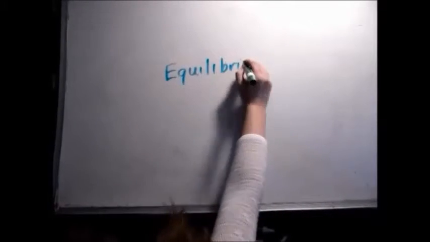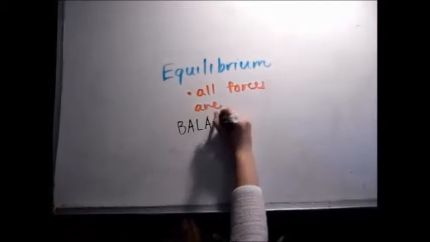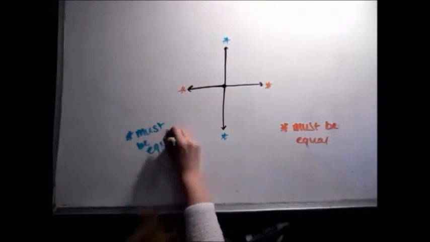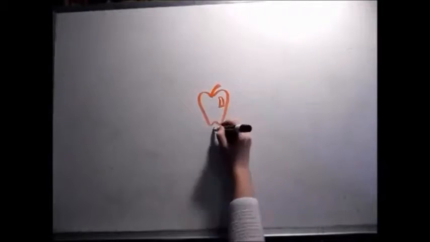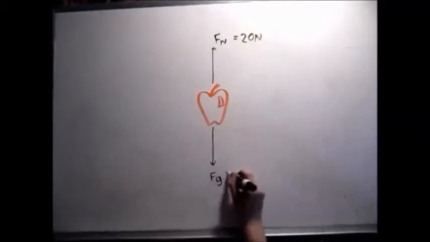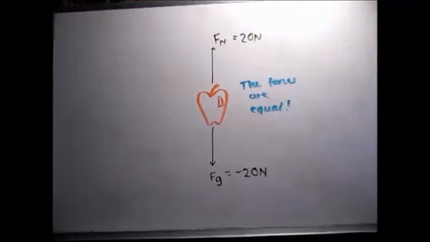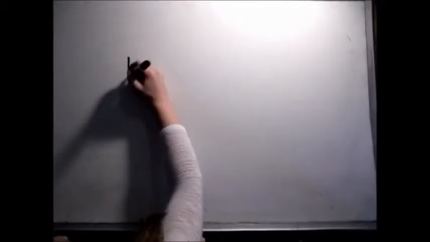An object is in equilibrium when all the forces acting on the object are balanced. This means that the upward force and the downward force are equal and balance out with each other. It also requires that any rightward and leftward forces balance out with each other. For example, if the force due to gravity on this apple is 20 newtons and the normal force is also 20 newtons, then the apple would be in equilibrium because when the force due to gravity is subtracted from the normal force, the net force is 0.